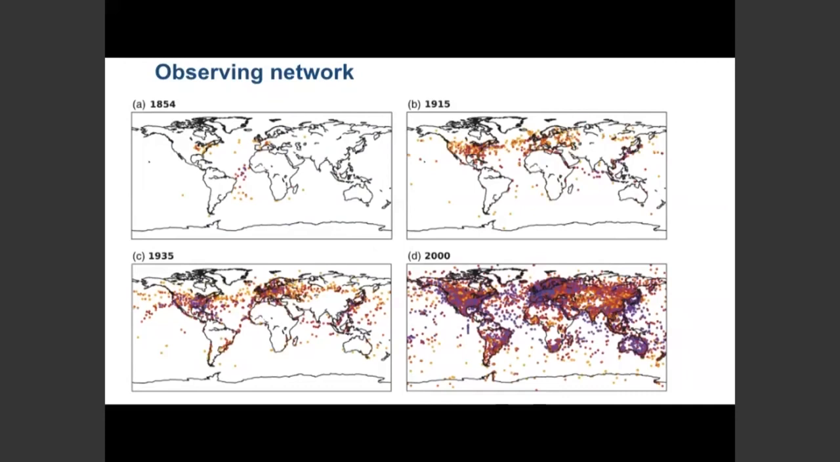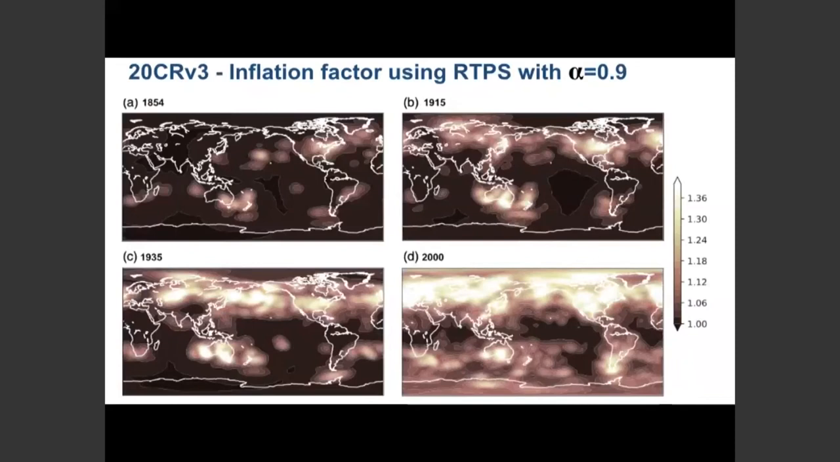And just to give you an idea of the changes in the observing network we're trying to deal with here, these are maps from Laura's paper of the observing network varying from 1854 to 2000. So orders of magnitude more observations. And this is how that relaxation to prior spread inflation adapts with that changing observing network. The lighter colors here are actually more inflation, and the darker colors are less or no inflation. So you can see in the early part of the record, with a very sparse observing network, there's much less inflation than in the later part of the record. And in general, in areas where the observations are denser, you have more inflation.